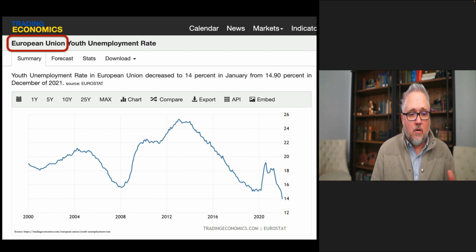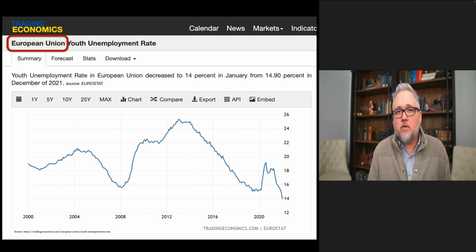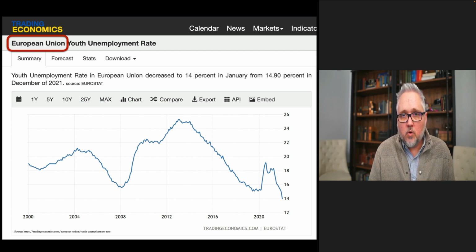But right now, we've pretty much recovered from that spike in youth unemployment due to the pandemic. You do see that spike from 2020 to 2021, the number of people who were unemployed as the economies in a lot of countries ground to a halt, even in developed countries.